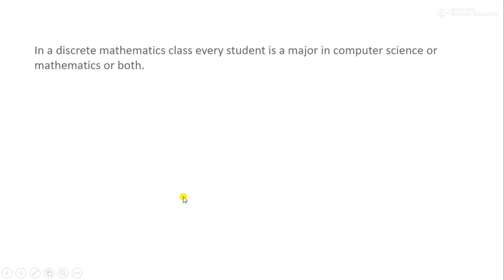So now I'm going to give you an example of the inclusion-exclusion principle, which helps you to calculate the total number of students in a class. For example, in a discrete mathematics class, every student is a major in computer science or mathematics or both. So to study discrete mathematics, students need to have computer science or mathematics or both subjects.